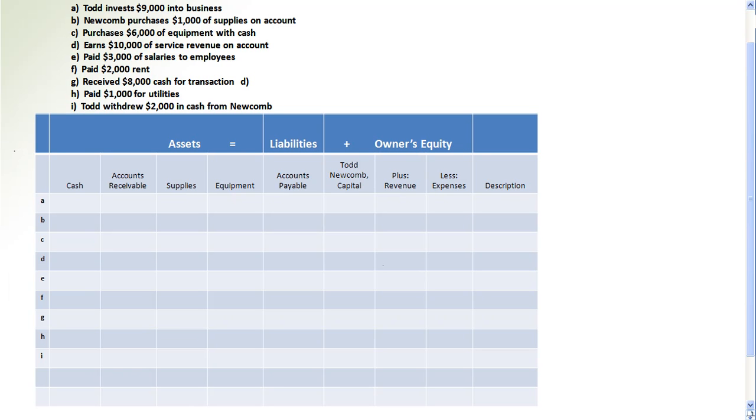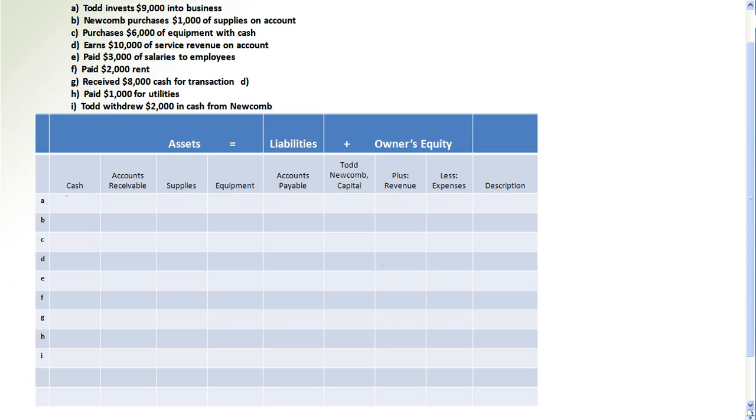At the top of the worksheet, in the blue header, is the accounting equation. You can see some examples of accounts underneath assets: cash, accounts receivable, supplies, and equipment. Then you see liabilities and owner's equity with their related accounts. Let's start with transaction A and see how this works. In transaction A, the owner, Todd, invests $9,000 of cash into his business.